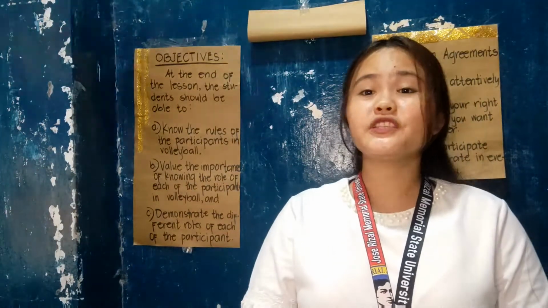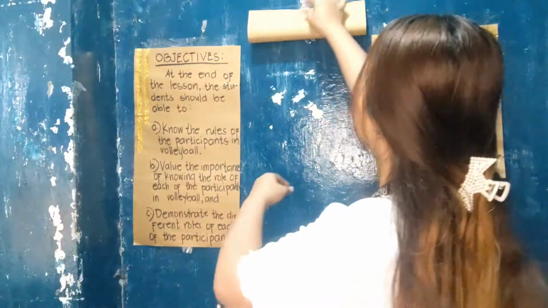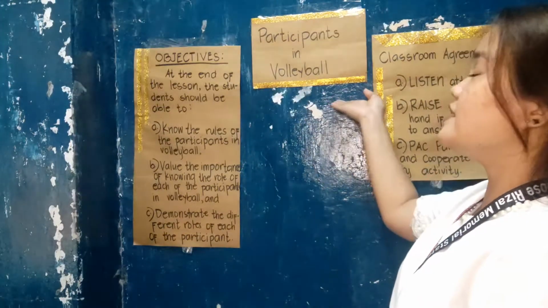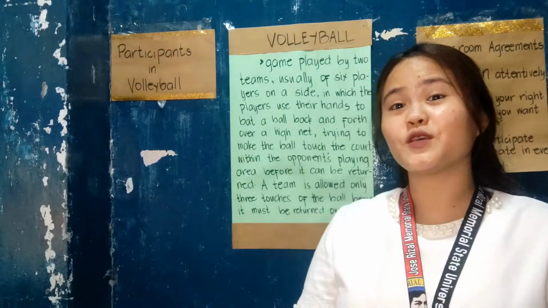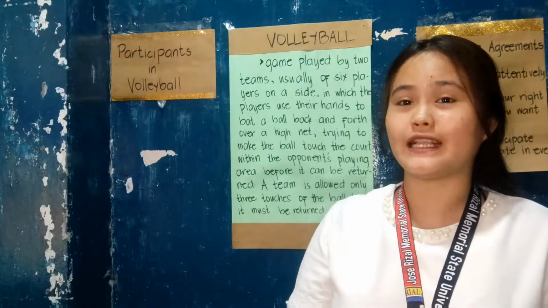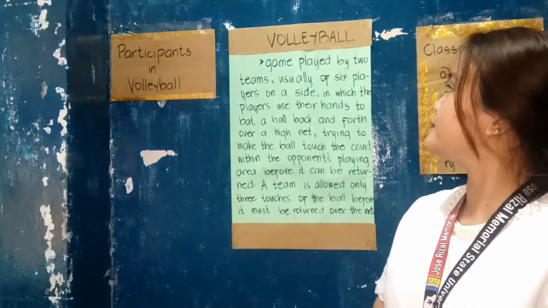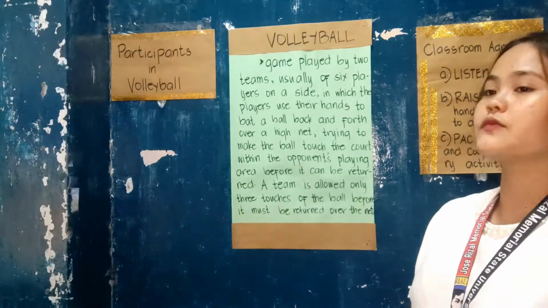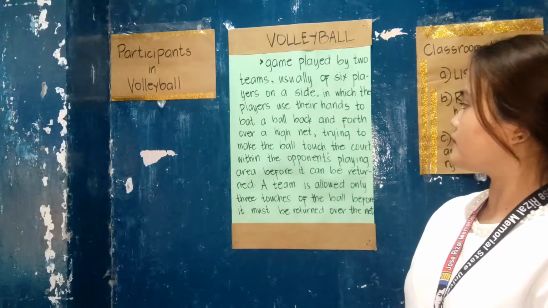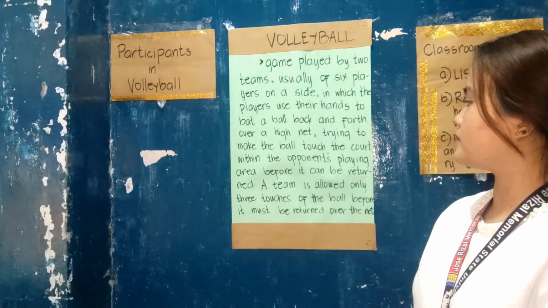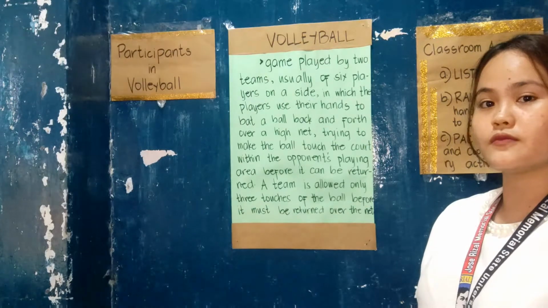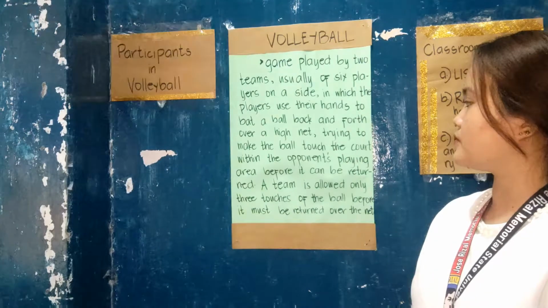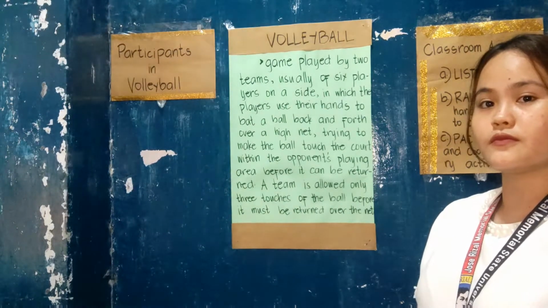So our lesson for today is all about the participants in volleyball. Okay, so kindly read the brief definition of volleyball. Yes, Miss Patalan. Volleyball. Game played by two teams, usually of 6 players on a side, in which the players use their hands to bat a ball back and forth over a high net, trying to make the ball touch the court within the opponent's playing area before it can be returned. A team is allowed only 3 touches of the ball before it must be returned over the net.